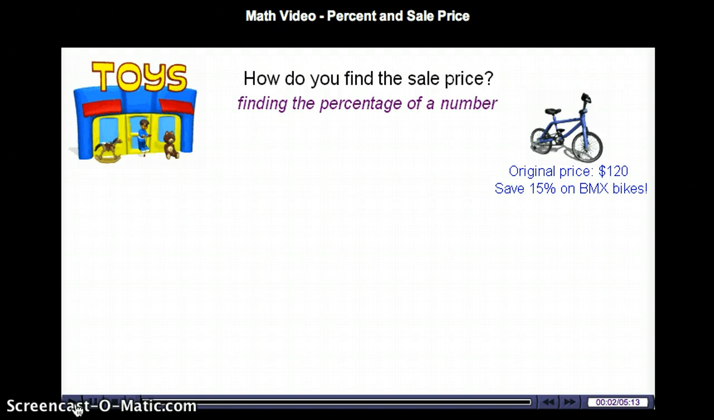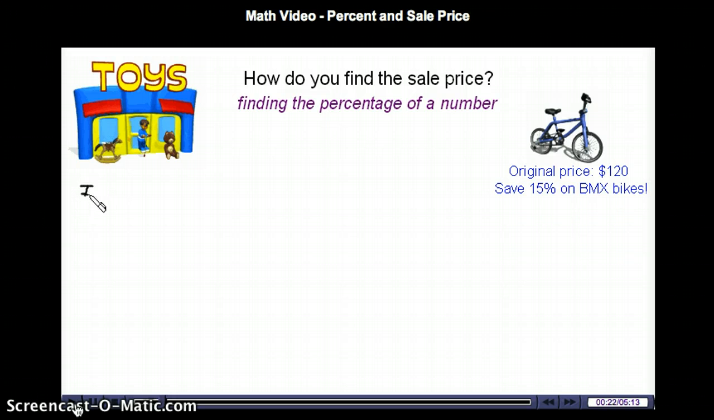Find the sale price. You want to buy a bicycle, and that bicycle usually costs $120. But today the store is having a sale, and you can save 15% off the original price. How much will you actually pay for the bicycle? I'm going to show you two different ways to solve this problem.